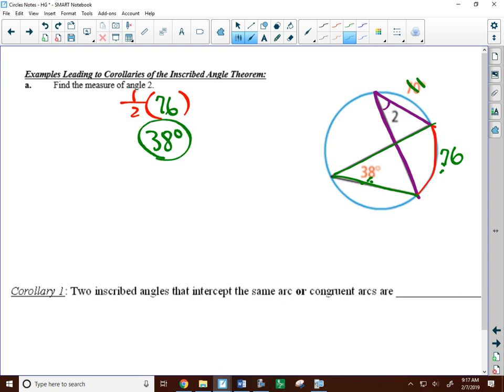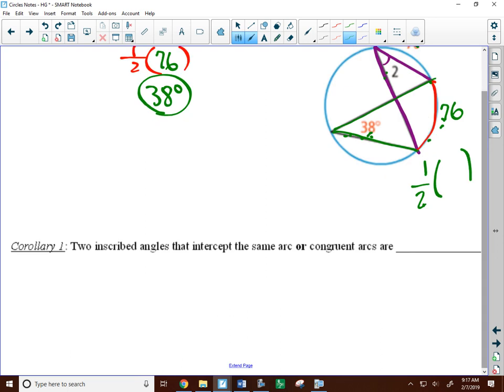So what we can notice is that we have two inscribed angles. They both go to the same arc, so they're both going to be half of that same arc, right? Half of the arc. And so what we notice is they will always be the same measure. And this is the first corollary: two, or actually any number of inscribed angles that intersect the same arc, so they both went to the 76, are going to be congruent.